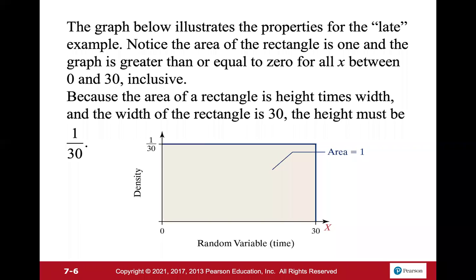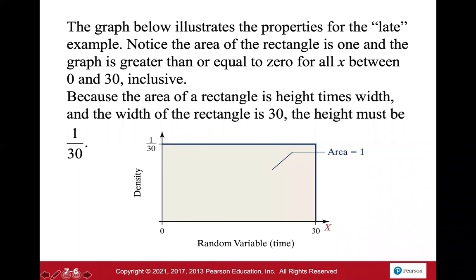But let's see, the graph below illustrates the properties for the late example. And notice that the area of the rectangle is 1. Area as in length times width. So 1 over 30 times 30 gives us 1. Notice that the area of the rectangle is 1 and the graph is greater than or equal to 0 for all values of x between 0 and 30 inclusively. Because the area of the rectangle is height times width, the width of the rectangle is 30, so the height must be 1 over 30. So that's how they got these values.